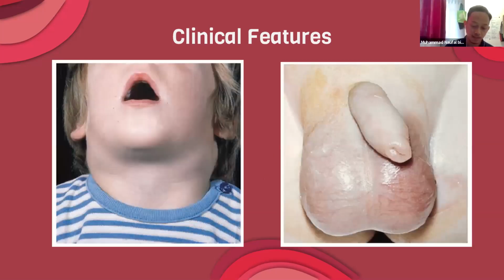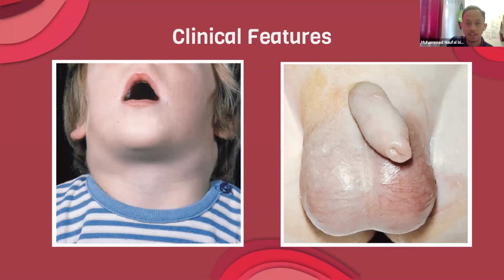So next, this is the picture for the clinical feature. The first one we can look at, there is marked cervical lymphadenopathy. And the second one we can look at, there is testicular swelling and erythema on the left side of the left testis, left scrotum, caused by testicular enlargement.